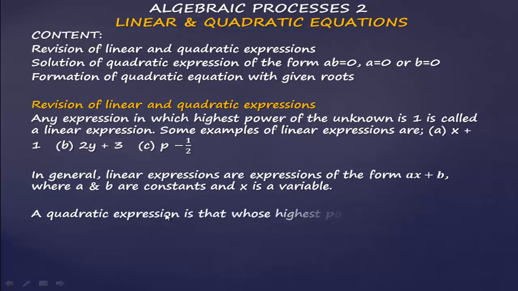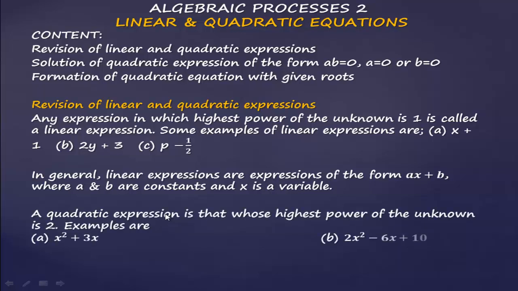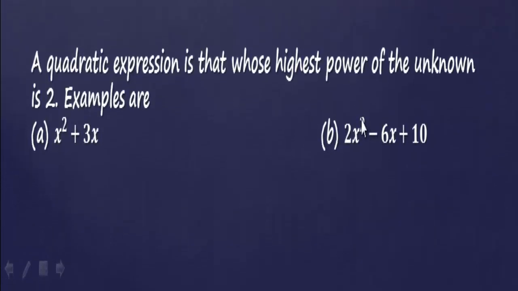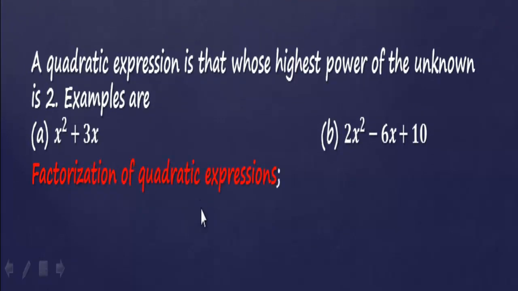So let's go to the quadratic expression, which is one whose highest power of the unknown is 2. I've just said it, and the examples are x squared plus 3x. This is a quadratic expression. And then B, which is 2x squared minus 6x plus 10. What makes this a quadratic expression is that the power of the letter x is greater than 1 and is 2. So if the index number, which is x squared here, is 2, it is a quadratic expression.